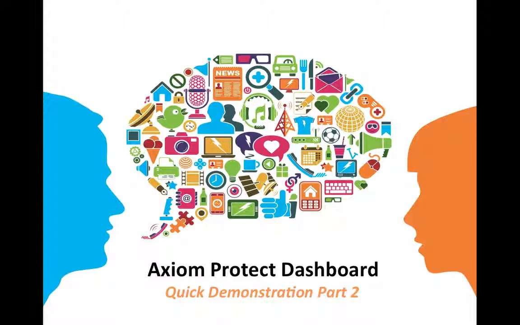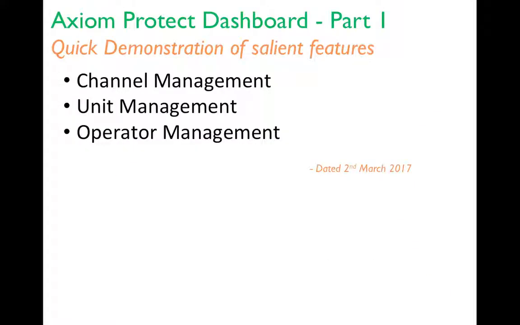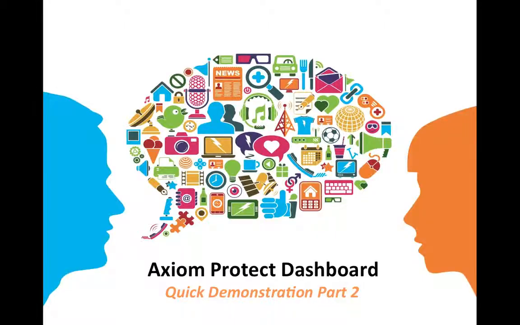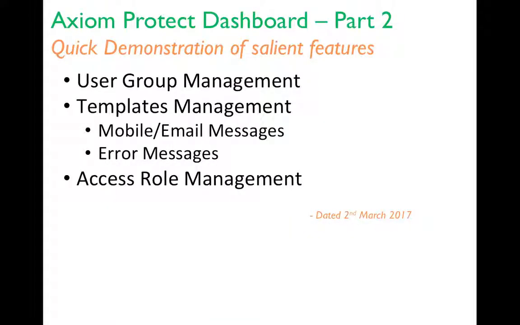Okay, what we're going to do is go through part two of the AxiomProtect dashboard. In part one, we had seen the channel unit and operator management, and now in part two, we are going to focus on the user group management and then the templates management. I'll explain what templates are a bit later. And then lastly, the access role. Access role essentially applies to the operators, so you can define which operator will get to see what.